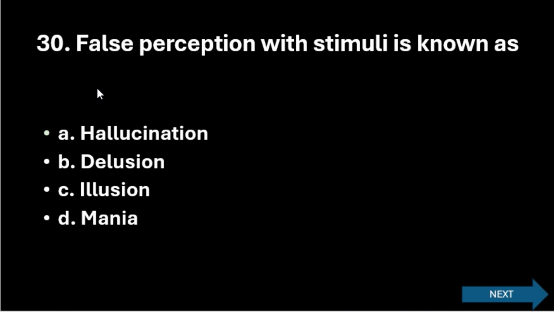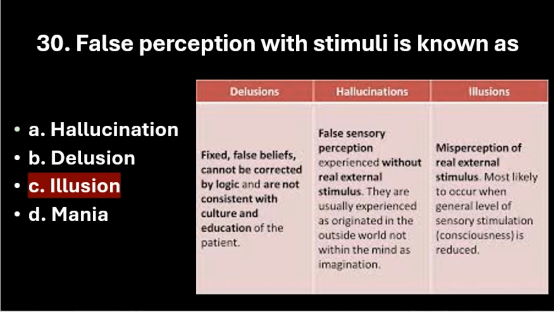The last question for this session is: false perception with stimuli is also known as hallucination, delusion, illusion, and mania. Here the three terms, hallucination, delusion, and illusion, you have to check. The right answer is illusion. We will see all the options one by one.